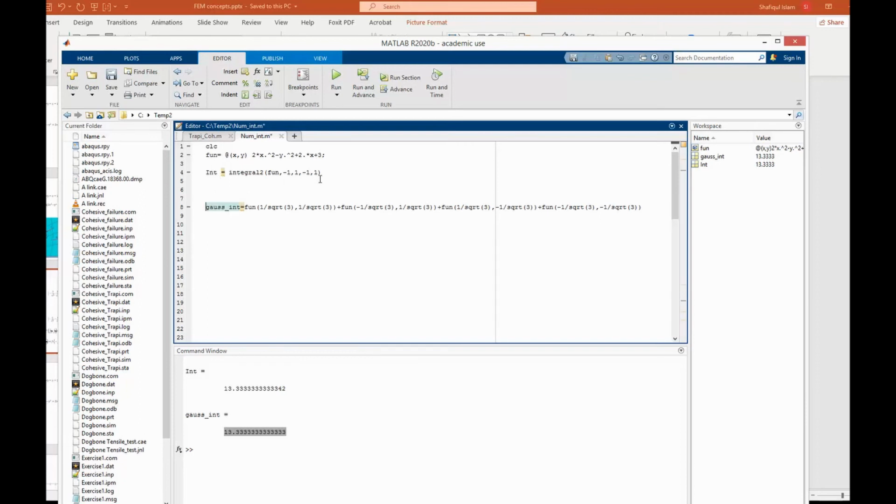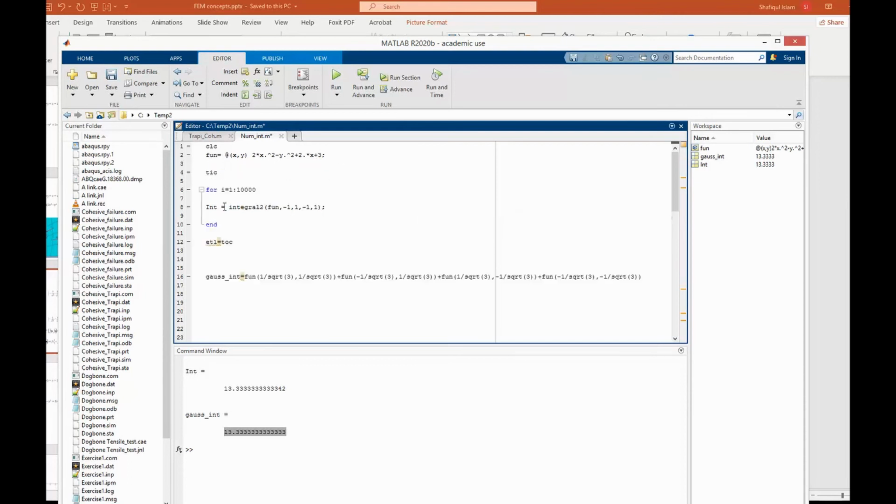To do so, I will evaluate this integral 10,000 times using a for loop. So this loop runs the regular integral 10,000 times, and the time required for running this integral is stored in ET1. So let's run this code and see how long it takes. It's still running. And it takes 7.27 seconds to run this integral 10,000 times if we use regular integration.